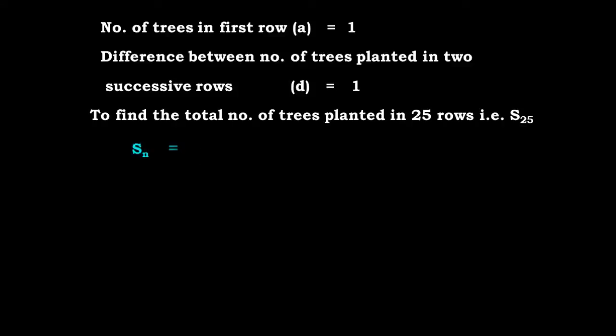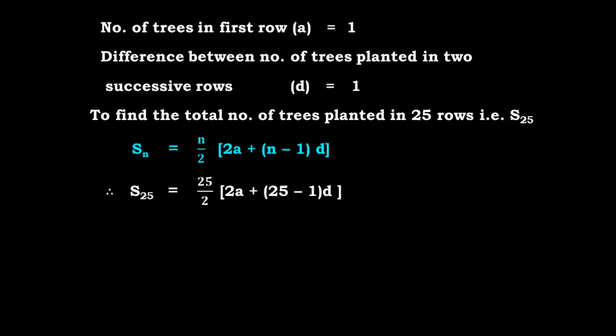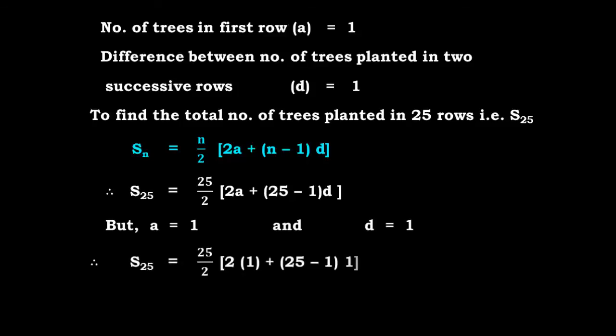That is Sn is equal to N upon 2 into bracket 2A plus N minus 1 into D. So S25 is equal to 25 upon 2 into bracket 2A plus 25 minus 1 into D. 25 minus 1 will become 24. We can substitute A as 1 and D as 1. So you will have S25 is equal to 25 upon 2 into 2 into 1 plus 25 minus 1 into 1.